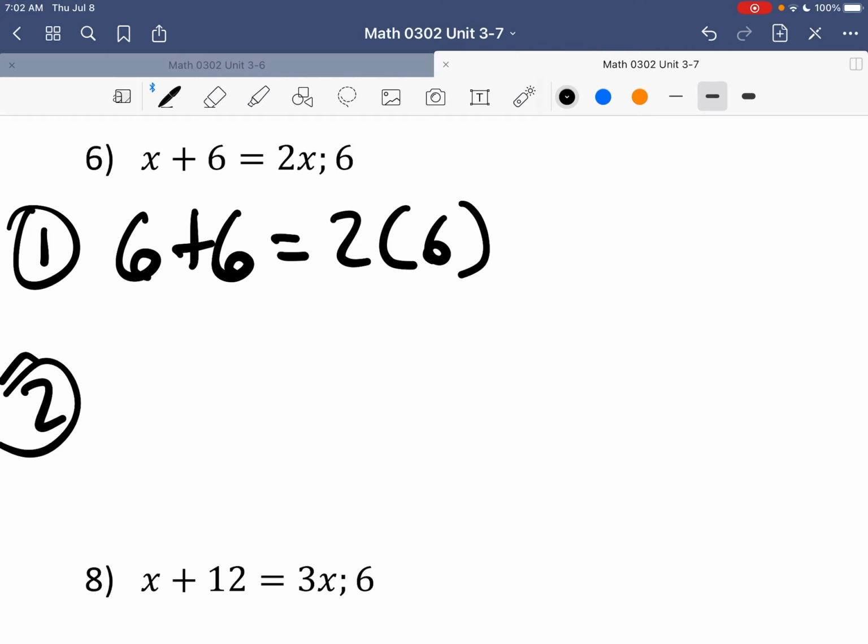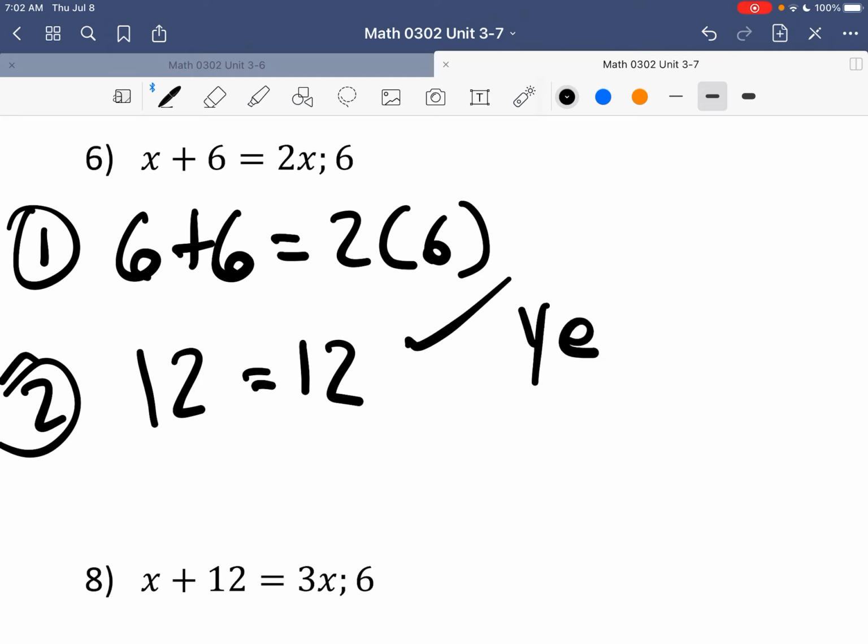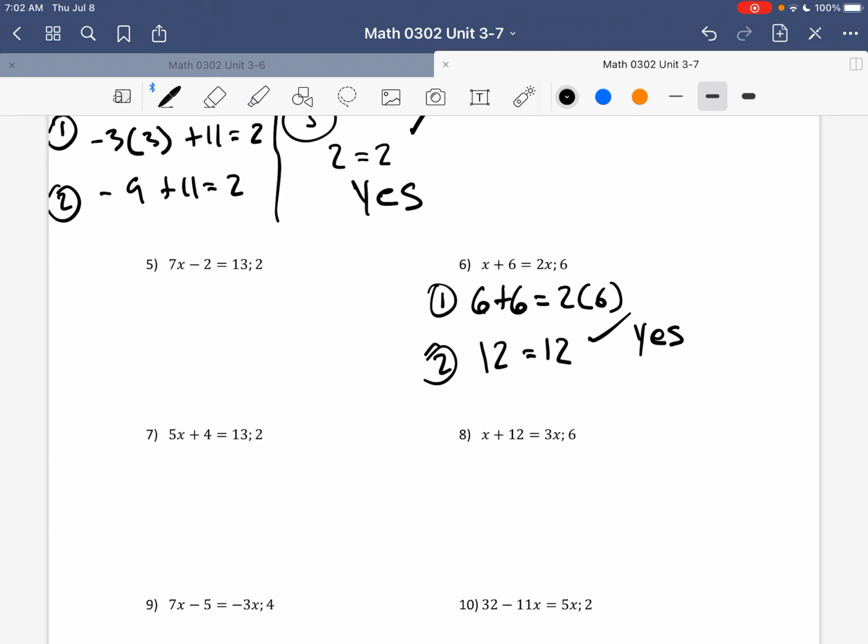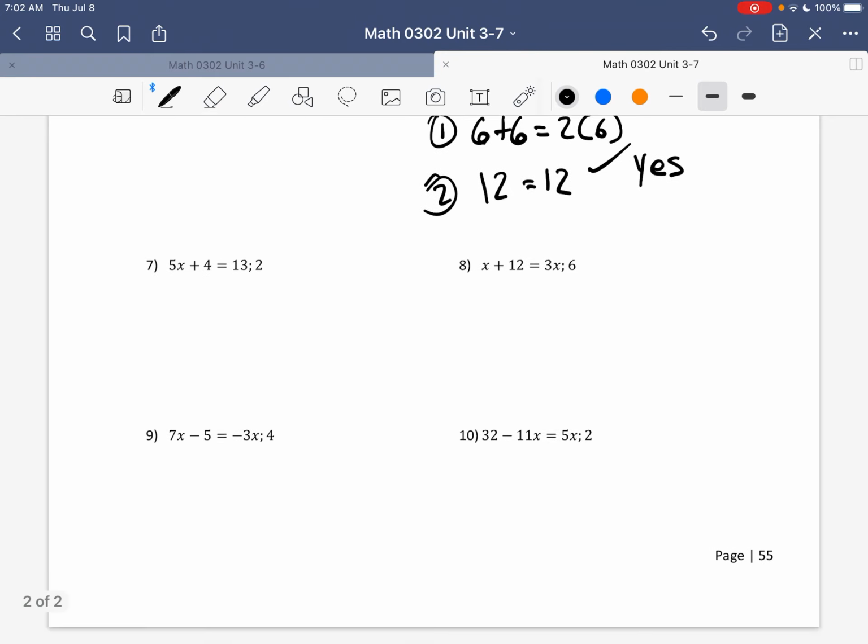Part 2, let's start simplifying the equation. 6 and 6 is equal to 12. And 2 times 6 is also equal to 12. And so we verified that the number 6 is a solution of the equation. Let's see if we can find another one.